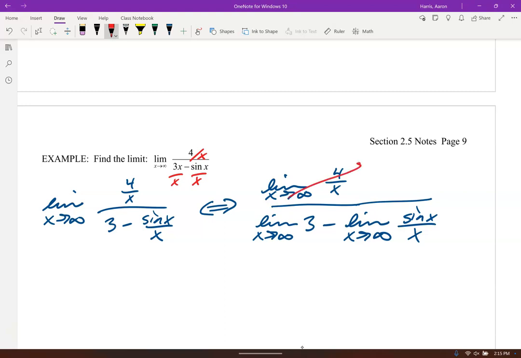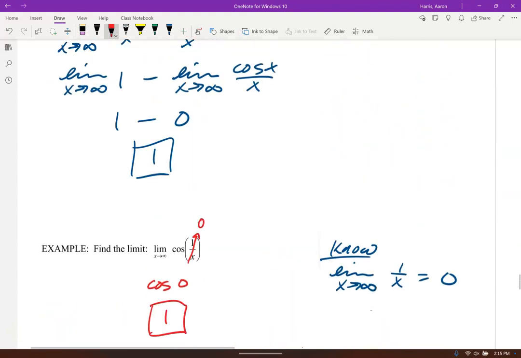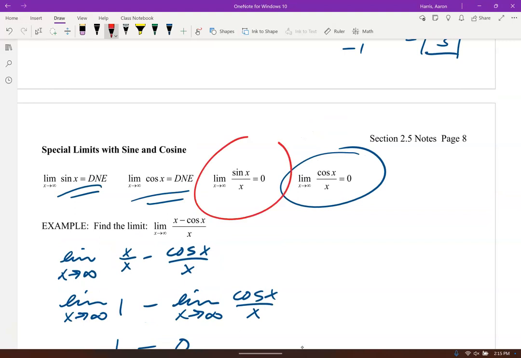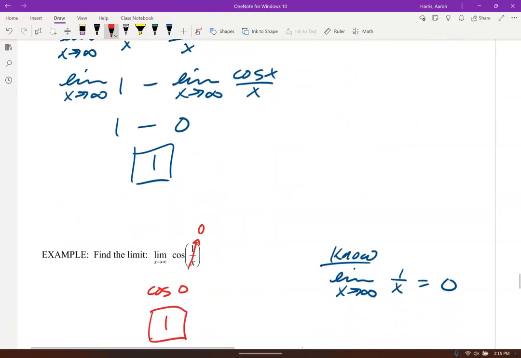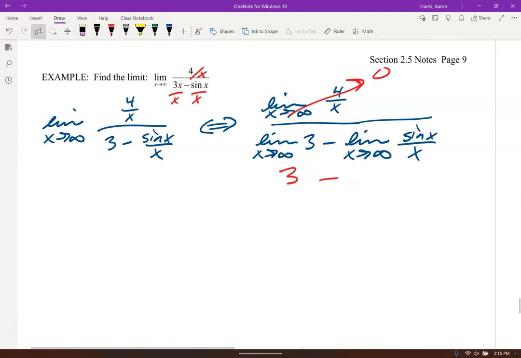Well, we know this is going to be 0, right? That's going to 0 right there. And this will just be 3 minus, and then there's that special limit. Let's go back up here. Remember that the limit as x goes to infinity of sine x over x is 0. So this is 0. So I got 0 over 3 minus 0. So it just ends up being 0 on that.